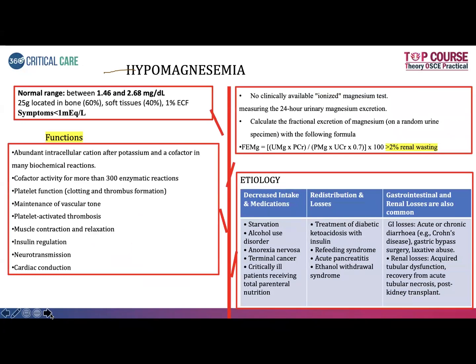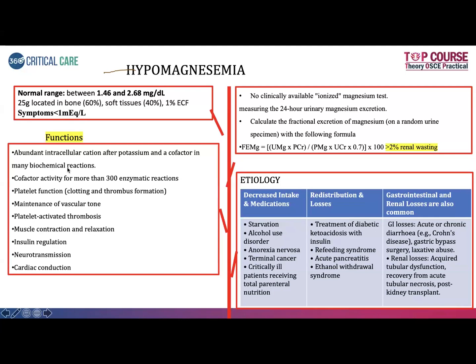So the next topic will be hypomagnesemia. The normal magnesium level is 1.4 to 2.6 milligram per deciliter. Most of the magnesium is present in the bone, 60%, and 40% in the soft tissue. Usually, we will not get any symptoms unless the magnesium level is less than 1 milliequivalent per liter.